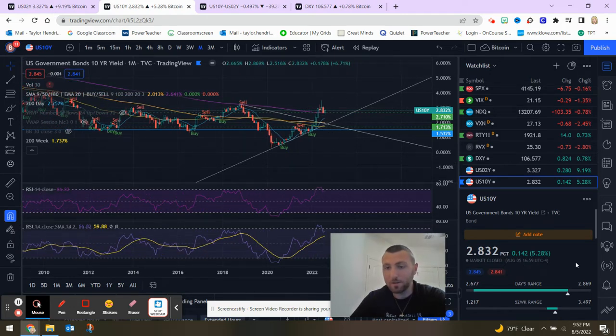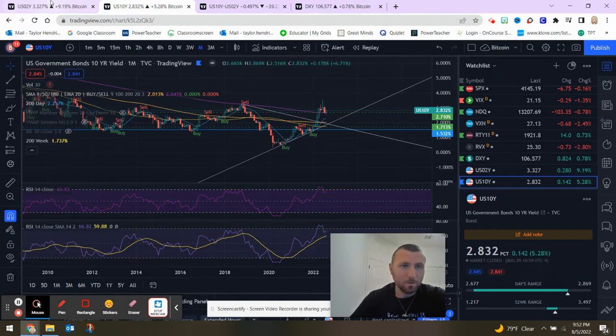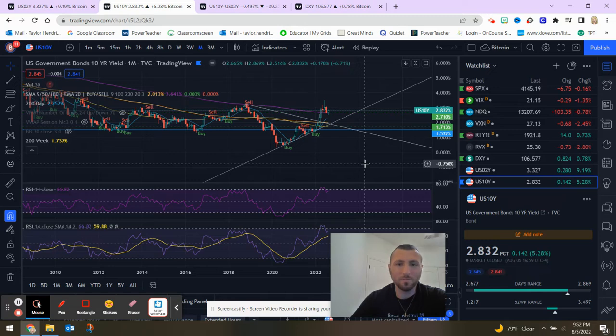Let's take a look at the 10-year yield. So the 10-year yield today went up 5.5% or 5.28%, which, if you are paying attention, you notice that the 2 year yield was 3.3, the 10-year yield 2.83, which means we have roughly 50 basis points of inversion between the twos and the tens, which is not a good sign for what the bond market is trying to say the outlook for the United States economy is.